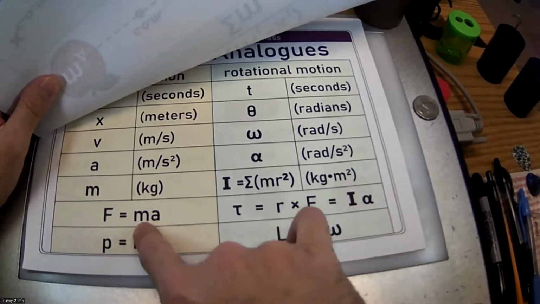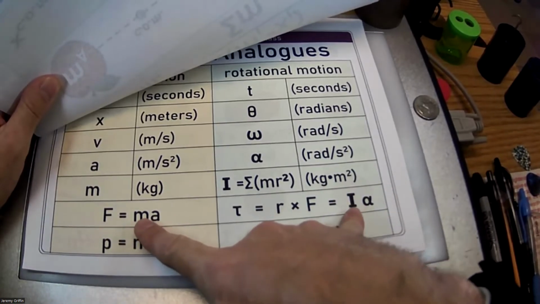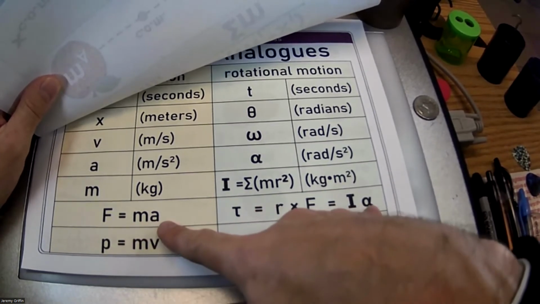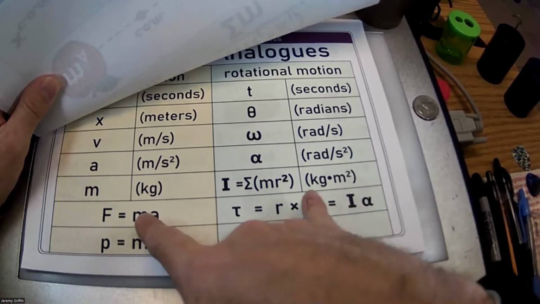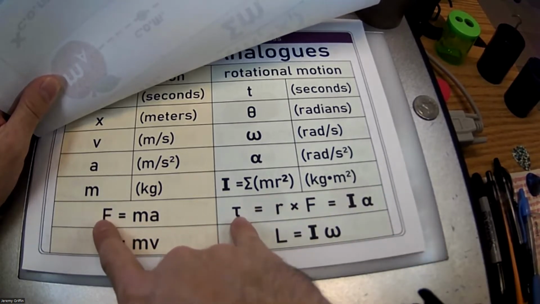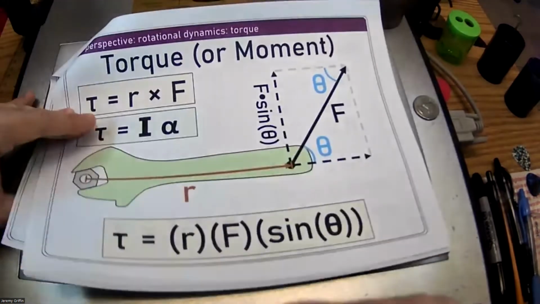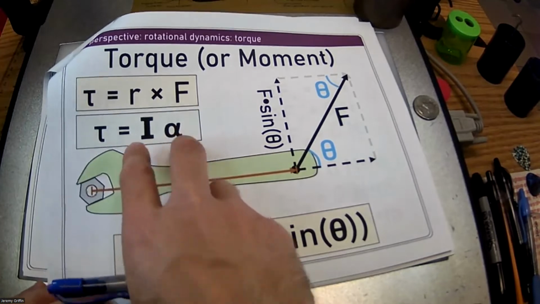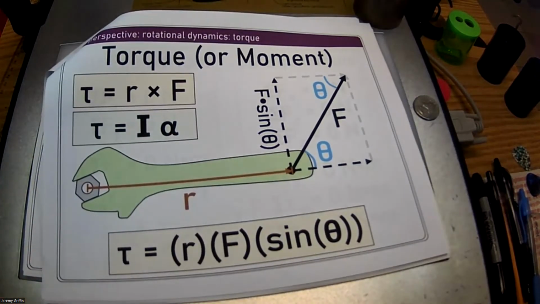So rotational inertia is analogous to mass: how much inertia does something have? Angular acceleration is analogous to linear acceleration. And torque is analogous to a force, just in a rotational sense. So you can take this R cross F, set it equal to I alpha, and solve for stuff. I'll give you guys an example of that.